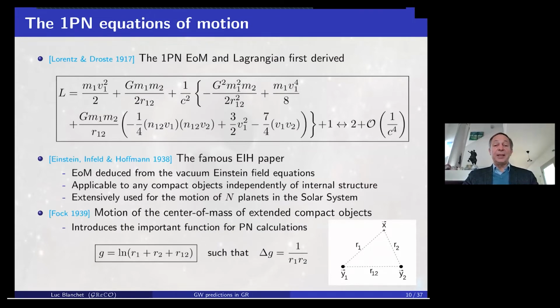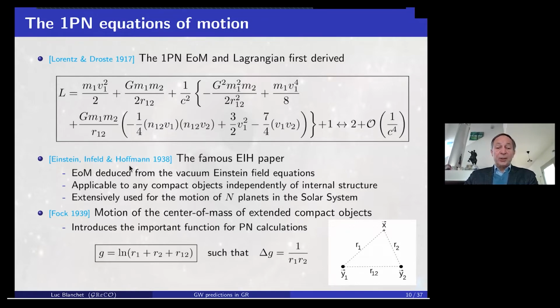The 1PN equations of motion were derived very early on, right after general relativity. There are three important historical works on that. Lorentz and Droste, and Droste alone also, worked out the 1PN equations of motion and obtained the full Lagrangian already at that time, in harmonic coordinates.